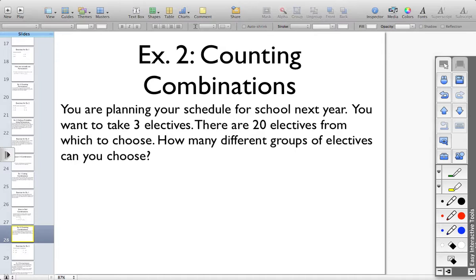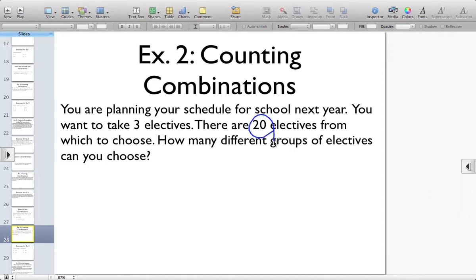Again, order is not important here. As long as I've got the same 3 combinations, I don't need to worry about duplicate combinations. So the total objects I have is 20. So n is equal to 20. And I'm taking 3 at a time. I can't take all 20, so I have to choose which 3 to take.